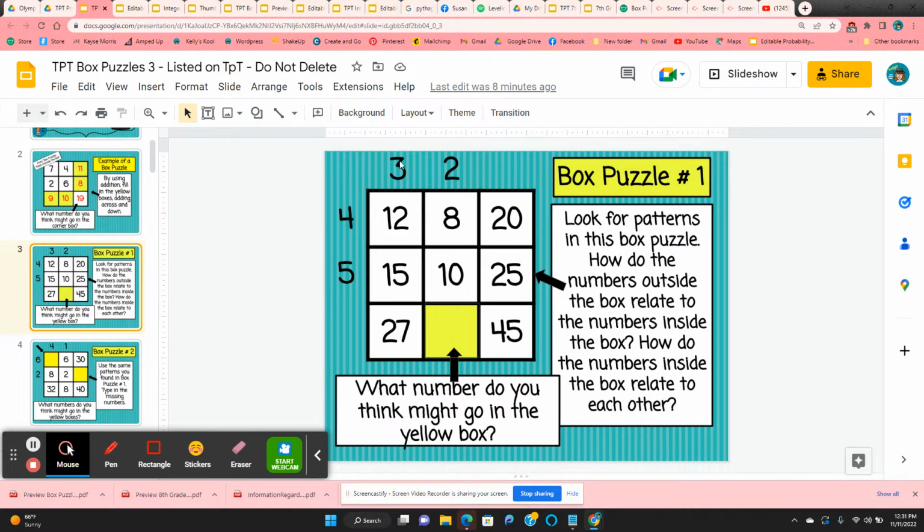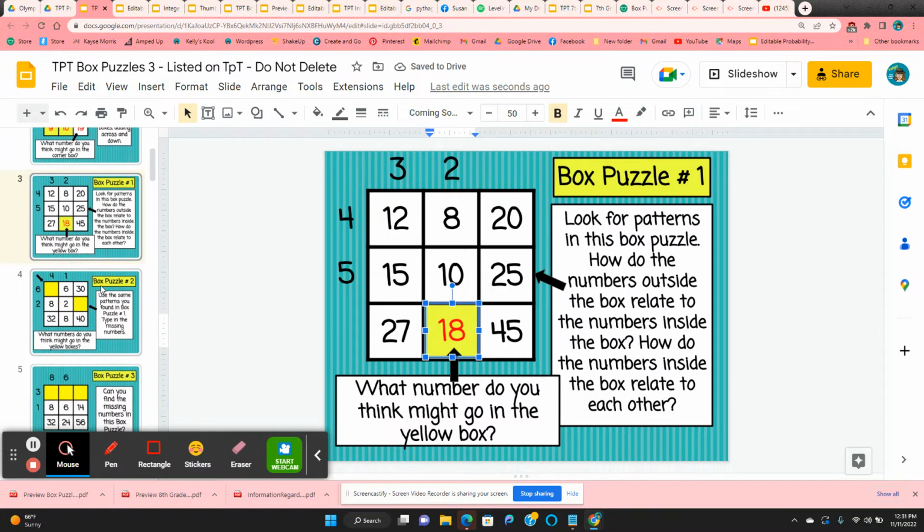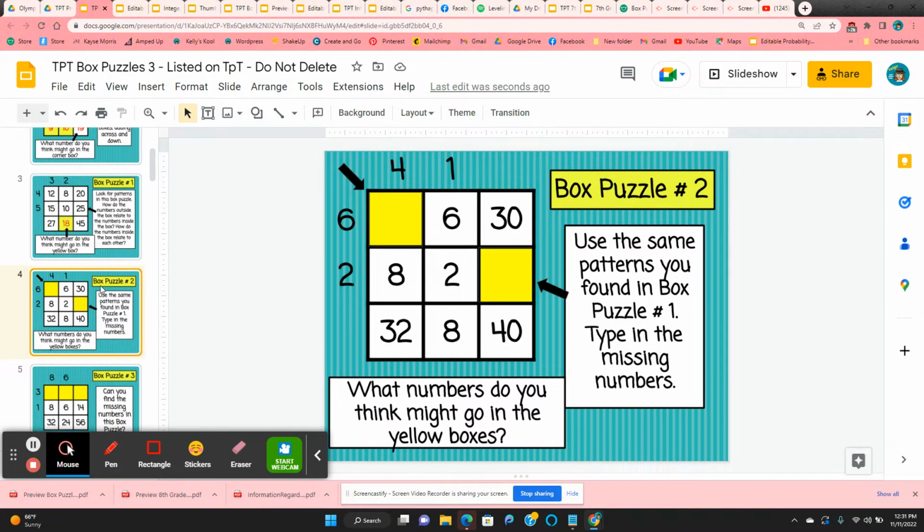Here, 5 times 3, 5 times 2. And again, if they add across, and add down, this number is going to be 18. Okay, so it's just a little addition to box puzzles, the numbers on the outside. So then they need to figure out what these two numbers would be. Well, 6 times 4, if they multiply, they're going to get 24.